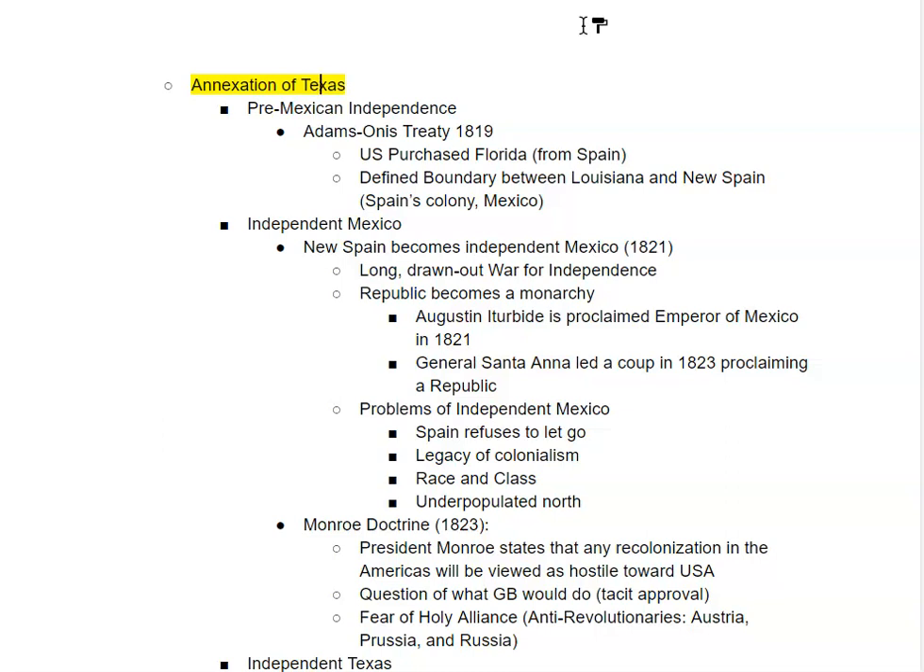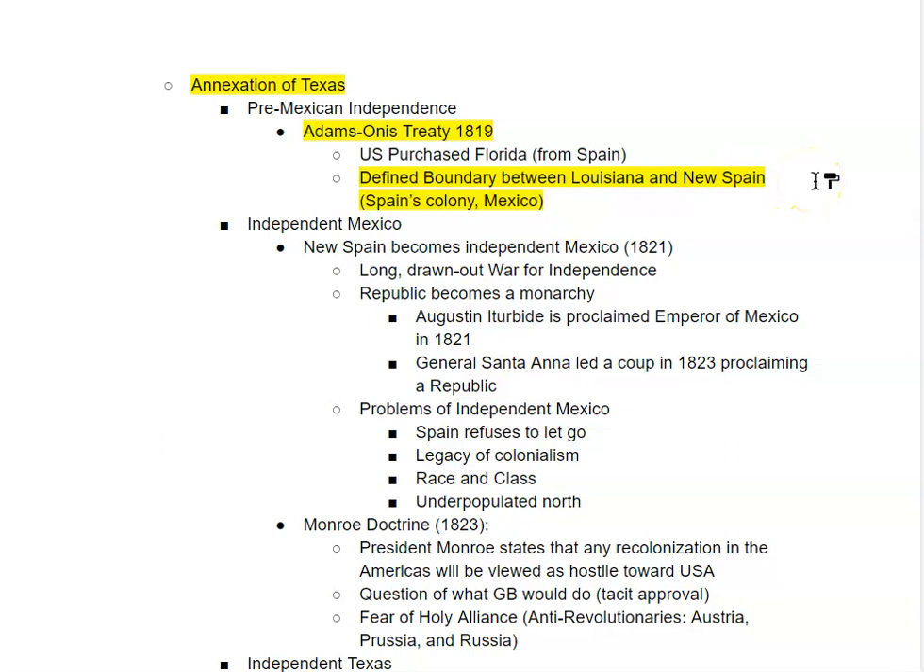On the issue of the annexation of Texas, recall that not only was Texas part of Mexico, but Mexico was a colony of Spain. And shortly after the War of 1812 concluded in 1814, you had a treaty between the United States and Spain, whereby the United States purchased Florida from Spain, which had been a colony. They purchased it from Spain in the Adams-Onis Treaty, and they also defined the boundary between Louisiana and New Spain.